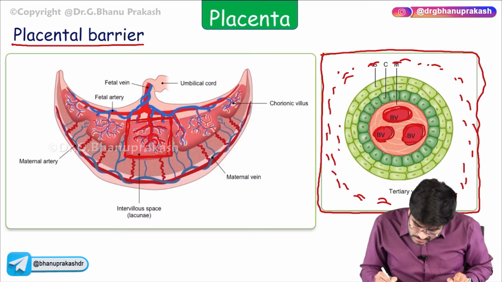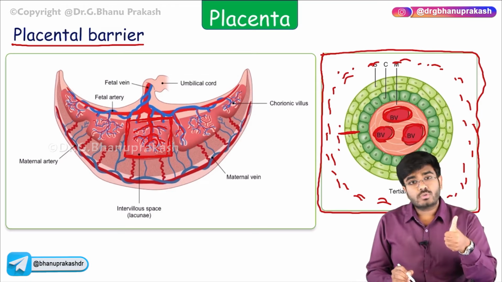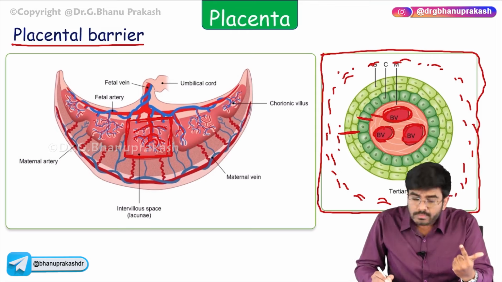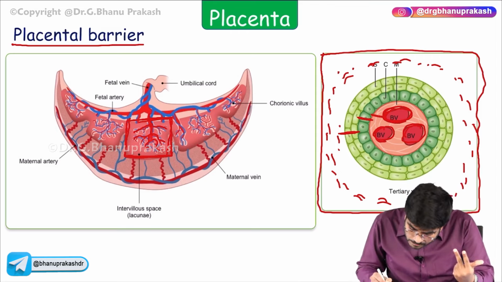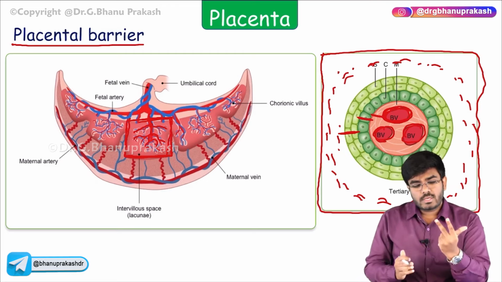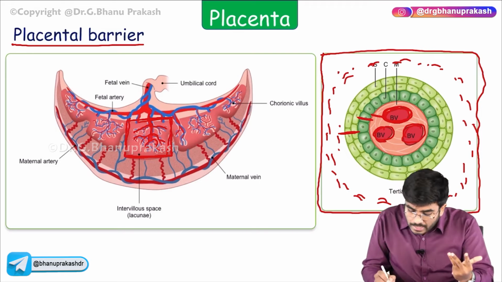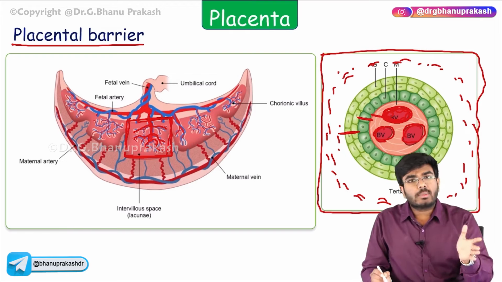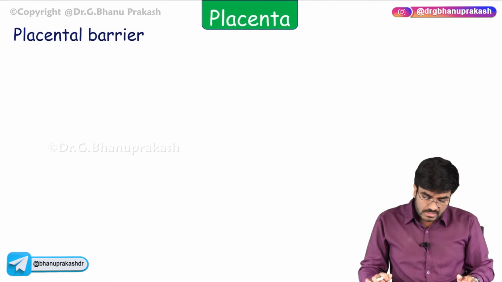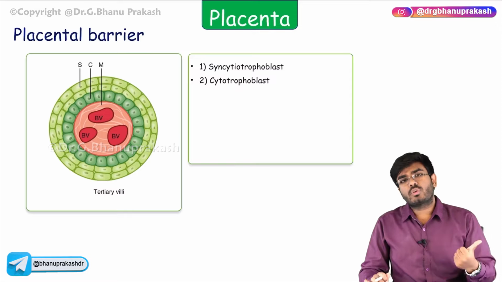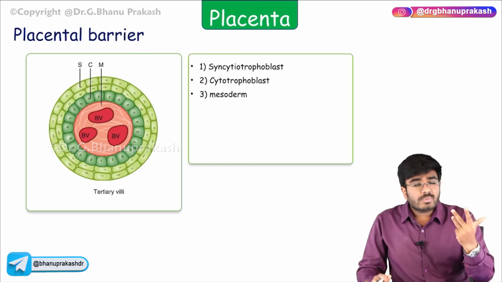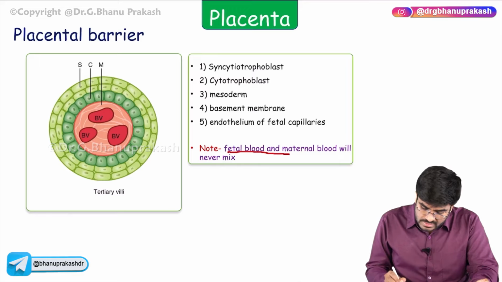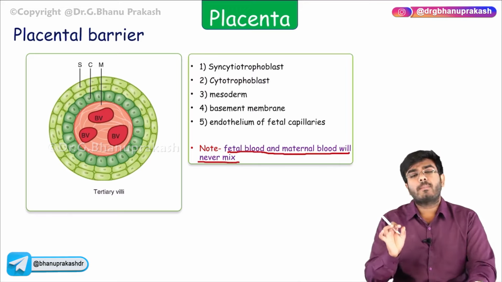First, the syncytiotrophoblast is present. Cytotrophoblast is present. Second, this mesoderm is present. Third, here the blood vessels are there, right? So blood vessels will have a basement membrane. So the basement membrane of the blood vessels, and blood vessels are lined by endothelial cells, so the endothelium of the blood vessels. So there are 5 structures present between the maternal blood and fetal blood. Those 5 structures are known as the placental barrier, and include syncytiotrophoblast, cytotrophoblast, a mesodermal core, the basement membrane of the blood vessels, and the endothelium of the fetal capillaries. So at the end of the day, the take home point is that fetal blood and maternal blood will never mix.